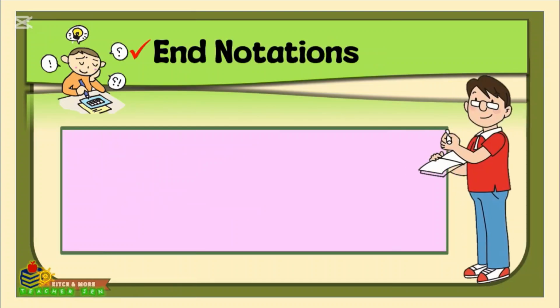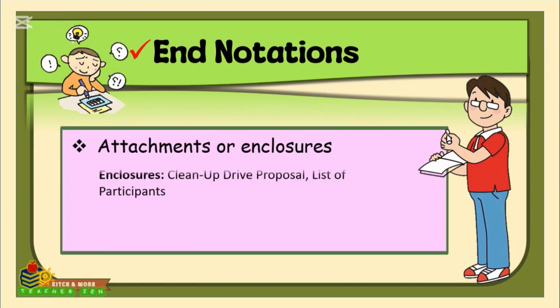Then the last part of the letter of request is called the end notations or the attachments or enclosures. If additional documents are included, mention them at the bottom with labels like enclosures. List the documents such as certificate of employment, ID copy, etc. The CC or the carbon copy is used if the letter is being sent to multiple people.